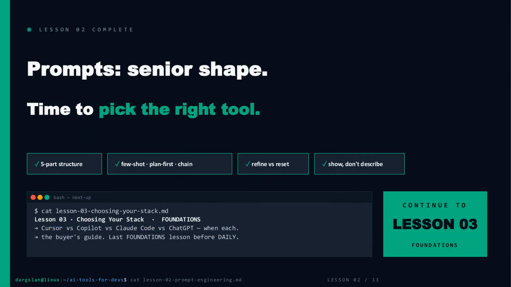And that's lesson 02 in the bag. You've got the 5-part structure, few shot, plan first, chain of context, refine versus reset, and show don't describe, the full senior toolkit for shaping prompts. Next up, lesson 03, choosing your stack, Cursor, Copilot, Claude Code, ChatGPT, when each one wins and when it doesn't. It's the buyer's guide and the last foundations lesson before we go daily.